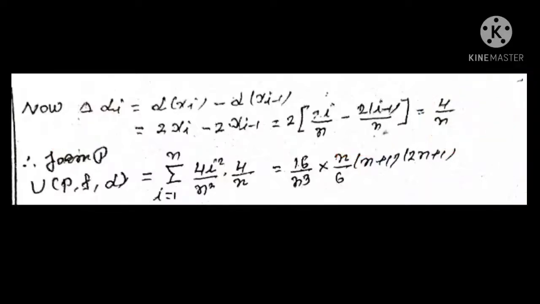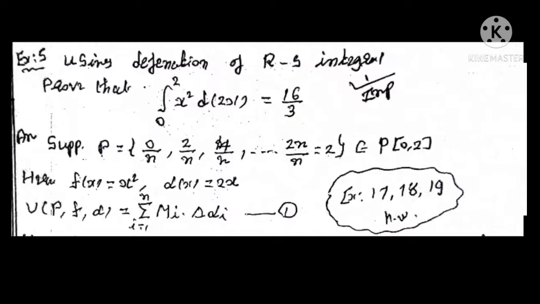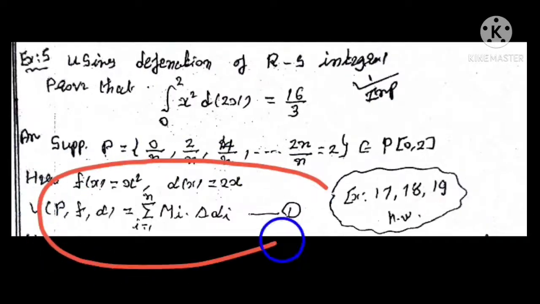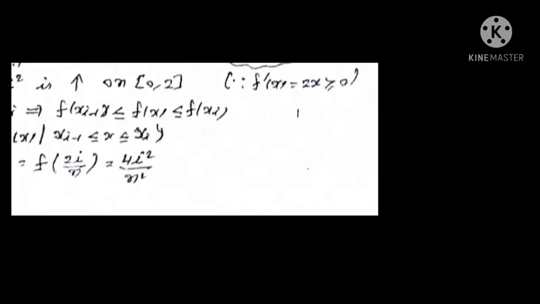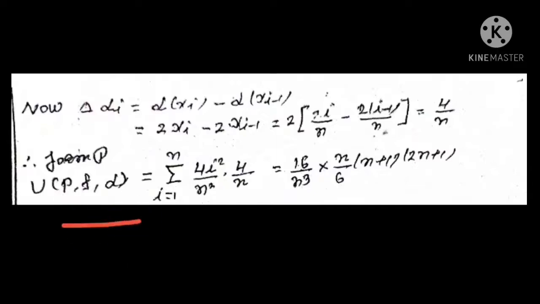Therefore, the upper sum of f with respect to P and alpha is equal to sigma i running from 1 to n of 4i square upon n square into 4 upon n, which is equal to 16 upon n cube into n by 6 into (n plus 1) into (2n plus 1).